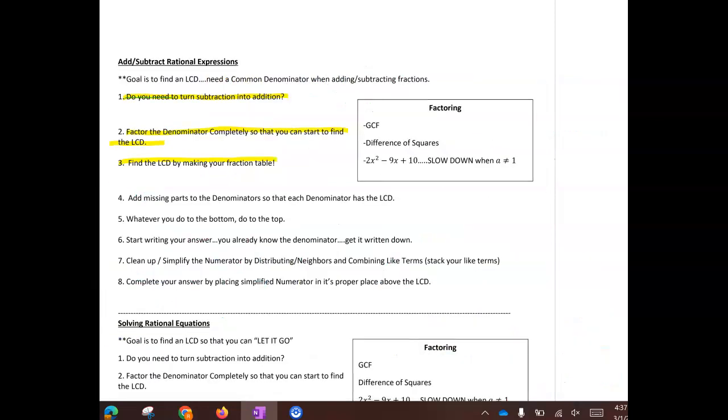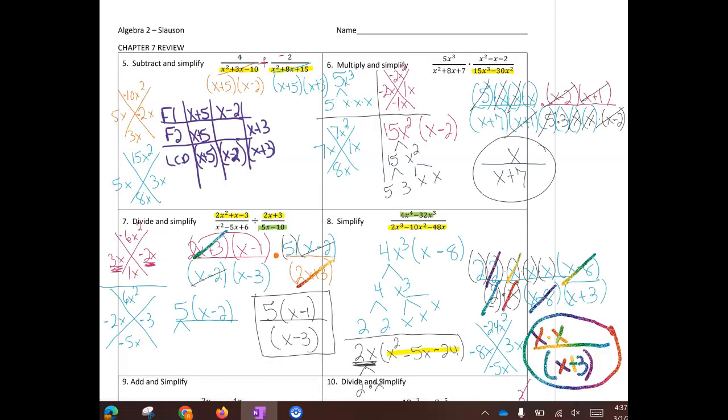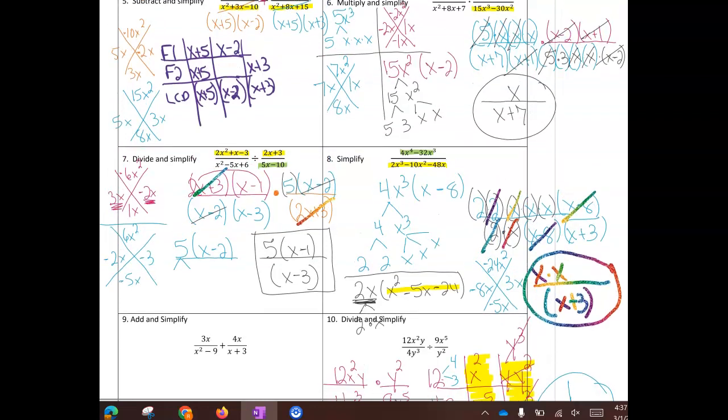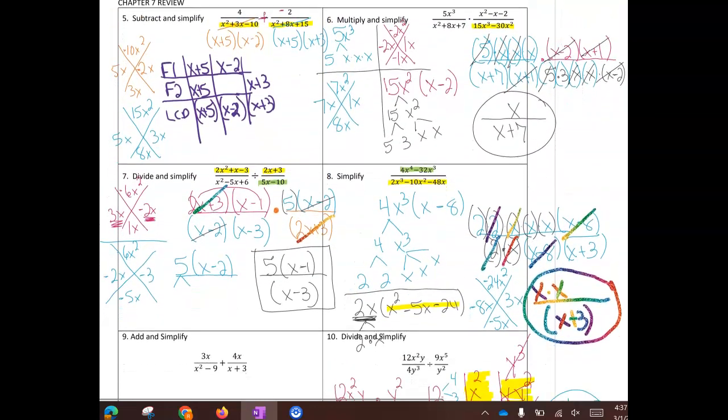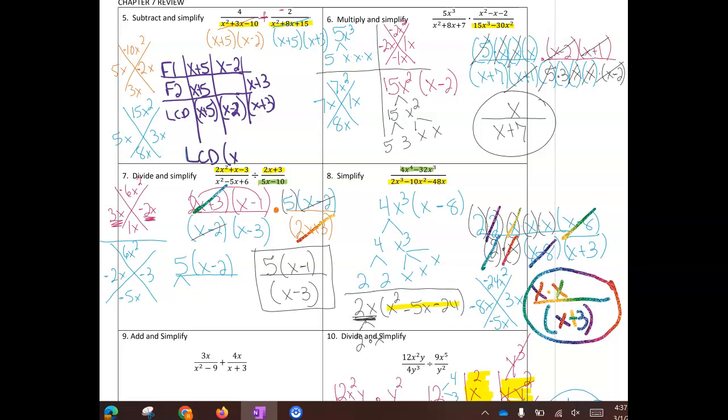So going back to my takeaways. Add missing parts to the denominator so that each denominator has the LCD, and whatever you do to the bottom, we're going to do to the top. Okay, so bottom, let's see, where were we? Okay, I'm going to write the LCD down here and actually erase this because I'm writing pretty big. Okay, that's just so I don't forget it. Now I'm going to get rid of this table.